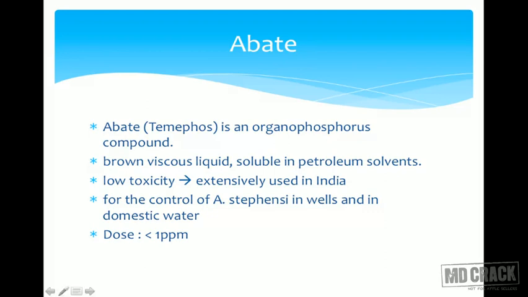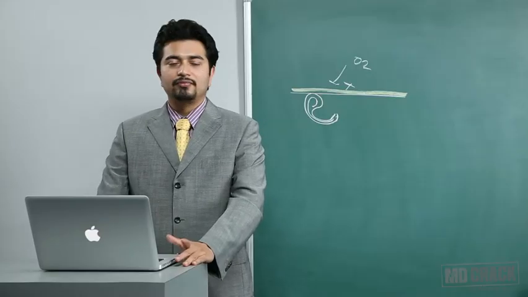Abate, also called Temephos, is an organophosphorus compound. It is a brown viscous liquid which is soluble in petroleum solvents. It has got low toxicity and now has been extensively used in India for the control of Anopheles stephensi in wells as well as in domestic water. The dose of Abate is very less. It should be used in doses less than 1 ppm. Again, 1 ppm means 1 milligram per liter. Remember, ppm and milligram per liter are one and the same thing. So when I say dosage of Abate is less than 1 ppm, in other words, I am saying it is less than 1 milligram per liter. So that is Abate for you.